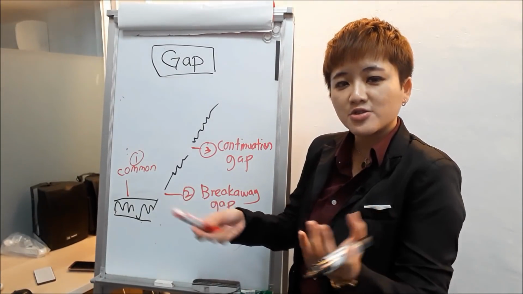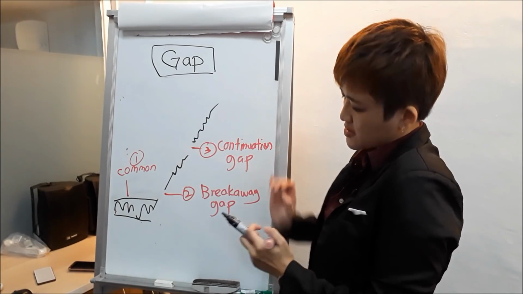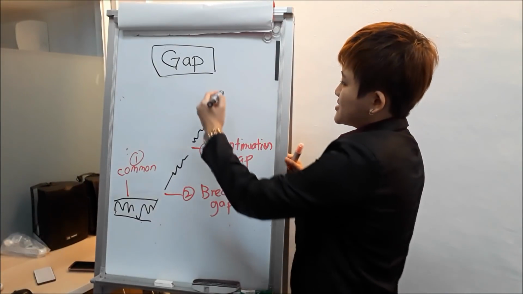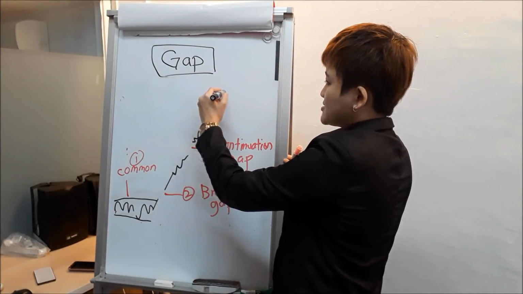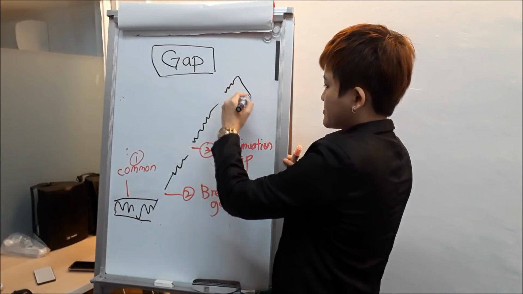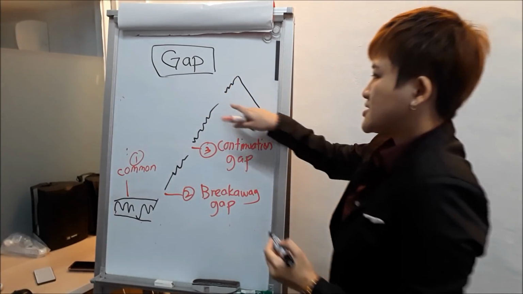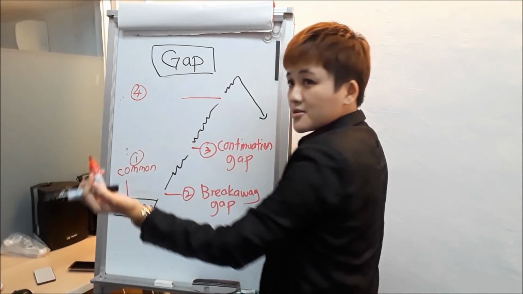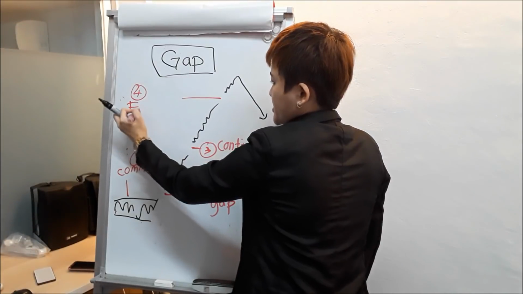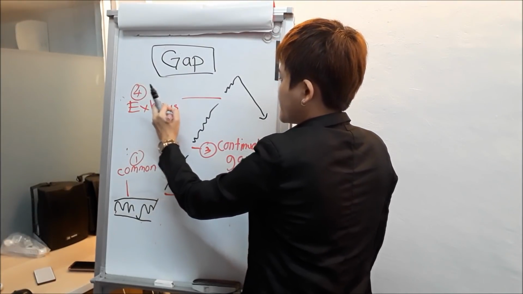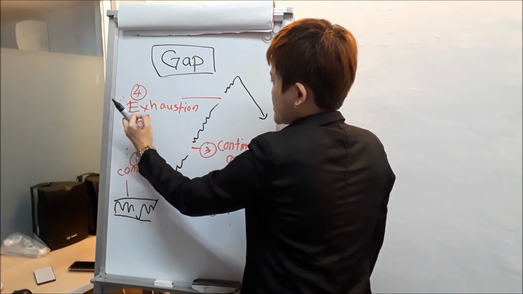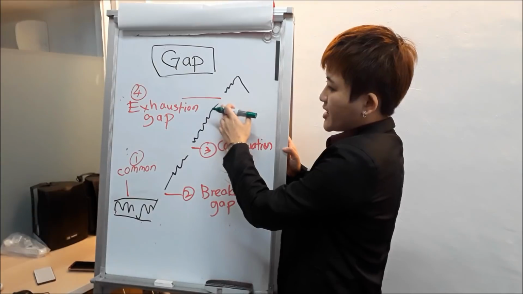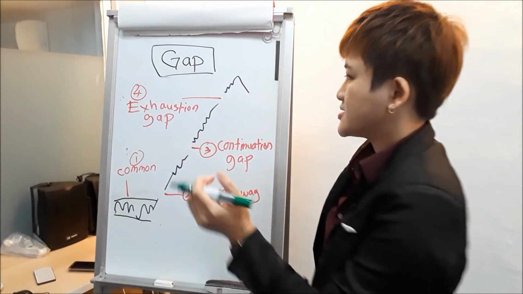With anything, there's going to be an ending, and hence trends are going to end. Oftentimes, not all the time, but sometimes you see that before the market ends its bullish trend and goes downwards, there's going to be another gap. And you can use this to signal that the bullish trend might end, because this is called an exhaustion gap.